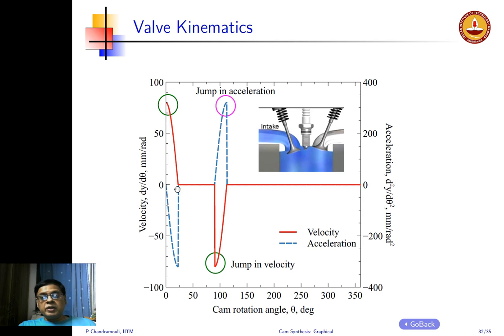Now, if I look at the acceleration, at the beginning I have zero acceleration, even though I have a jump in velocity. But at the end of this, I have an acceleration, negative of course, and the acceleration reading is out here. So I have minus 200 whatever millimeter per radian square. So I have a fairly large deceleration, and then it is brought down to zero instantly.